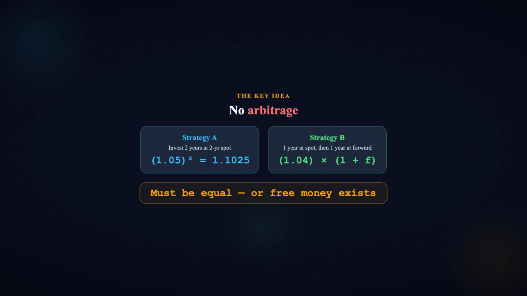Now here is the rule. In a competitive market with no transaction costs, those two strategies must produce the same result. If strategy A paid more, everyone would choose A, and no one would roll short. If strategy B paid more, everyone would roll short, and no one would lock the 2-year rate. Competition forces them to be equal. That equality is what defines the forward rate.